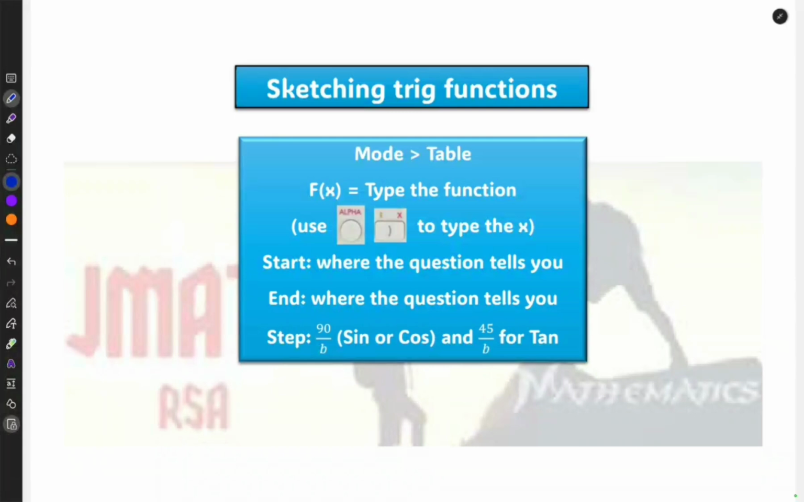And now the step, that's the really tricky part. As a rule, remember sine and cos is always connected to 90 degrees. So if there's no b value, my step is just 90. But if there is a b value, by that I mean anything that is directly in front of x, then 90 divided by that b value is my step. With tan, everything's connected to 45 degrees, so my step would be 45 divided by b. Now this will work 90% of the time, but especially in the questions at the end, the step is a bit tricky. I'll give you a note on that when we get to that question.